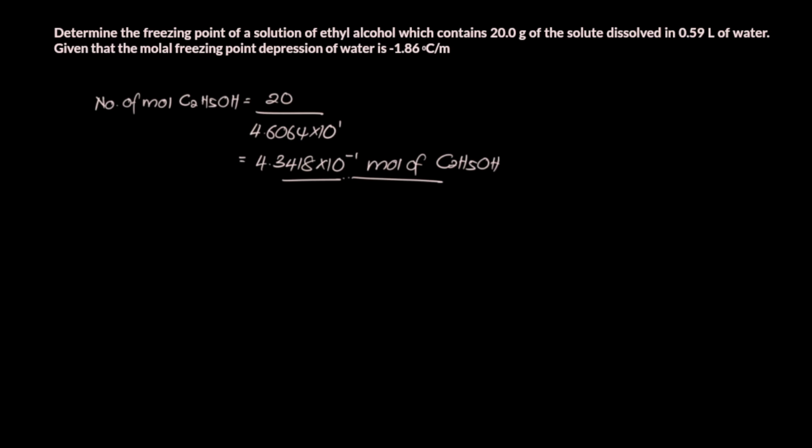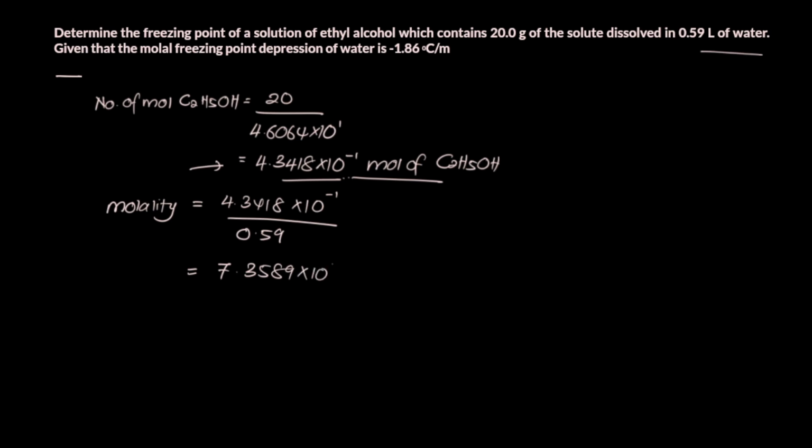Right, so up next, you need to calculate the molality. So molality is equivalent to mole of solute, 4.3418 times 10 to the power of negative 1, divided by the mass of solvent. The solute is being dissolved in 0.59 liter of water. Basically we know that 1 liter of water is equivalent to 1 kilogram of water, so 0.59 liter is equivalent to 0.59 kilogram. So you will get 7.3589 times 10 to the power of negative 1. That is the molality, so molar.